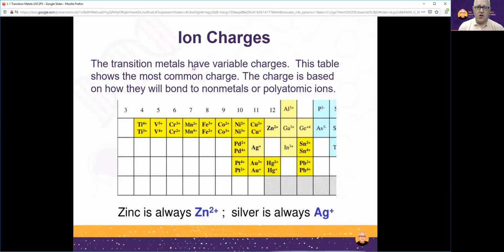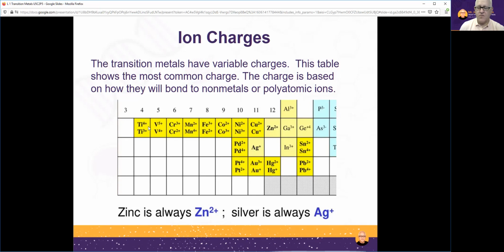Now the ion charges: transition metals have variable charges. This table shows the most common charge. The charge is based on how they will bond to metals or polyatomic ions. If you take a look at your own periodic table, you can make some notations on some of these, because these are the most common charges.